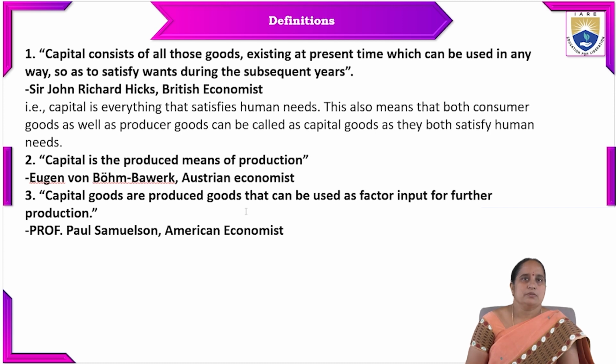The second definition is that capital is the produced means of production. This definition is given by Eugen von Böhm-Bawerk, an Austrian economist. Another definition is by Professor Paul Samuelson, an American economist. According to him, capital goods are produced goods that can be used as factor input for further production. What does it mean? For any production process, whatever goods you are going to produce, among those inputs, one of the most important elements is capital.